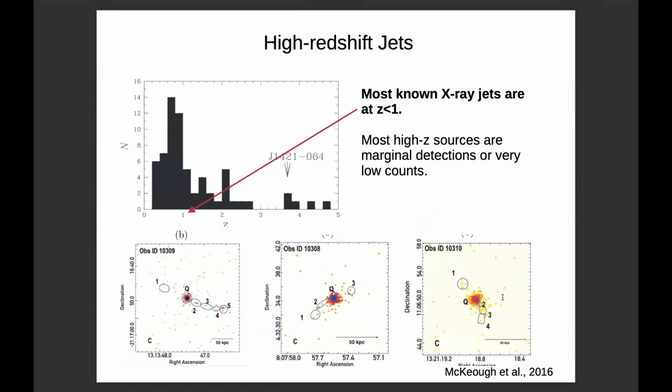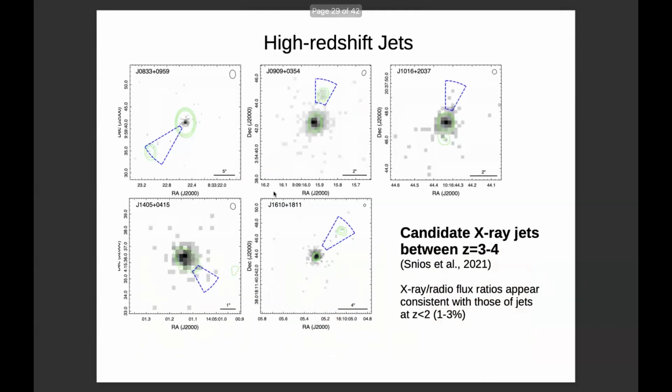Even if we just go back to X-ray jets, which are interesting in themselves and not just for their impact, most of the known X-ray jets are at redshifts less than 1. Most of the high redshift jets shown in this histogram are actually marginal detections, or they've been detected with a handful of counts. So we really haven't observed the interesting population yet. And this is another recent study by Brad Snios, again showing that these jets are just barely detected right now. So these are very faint structures.